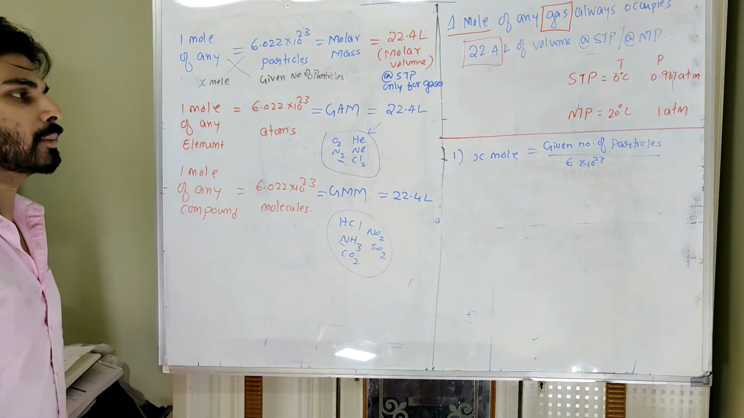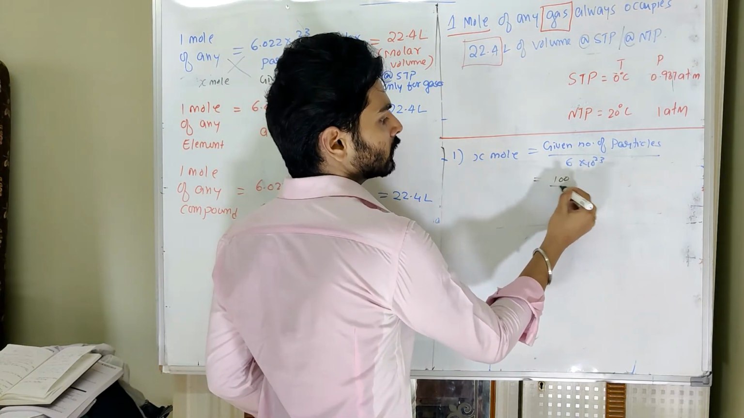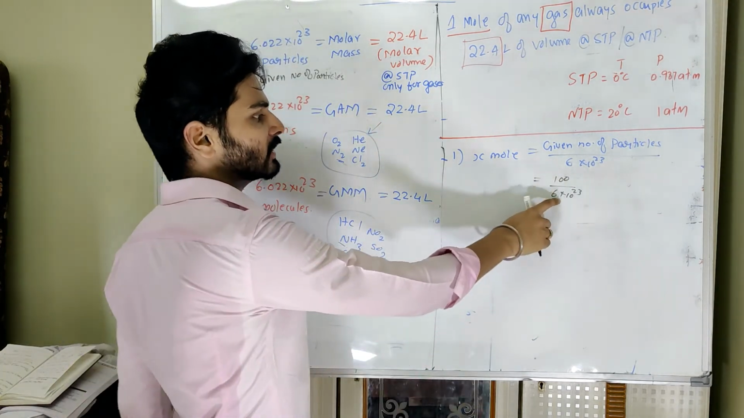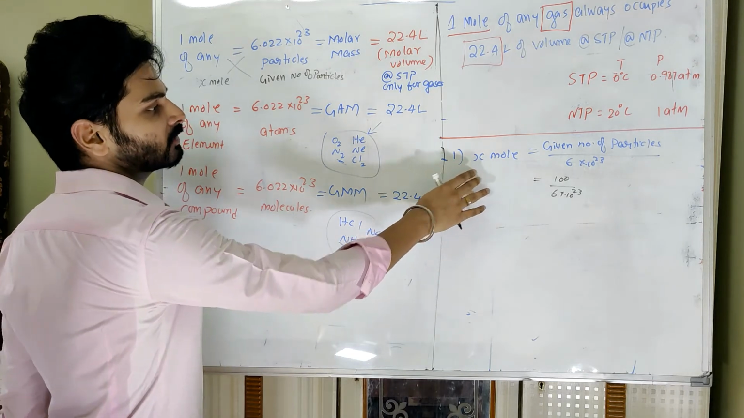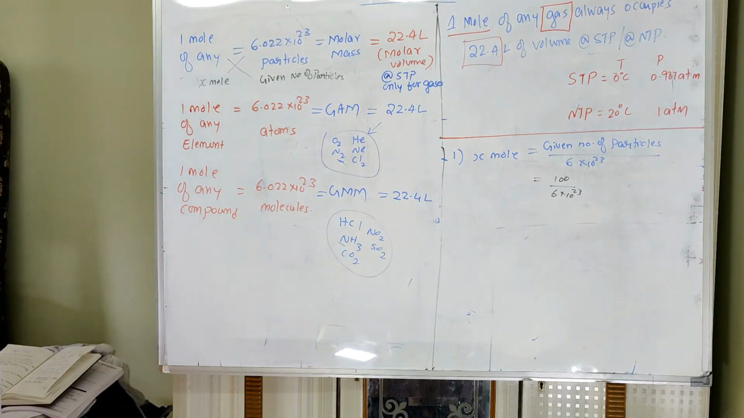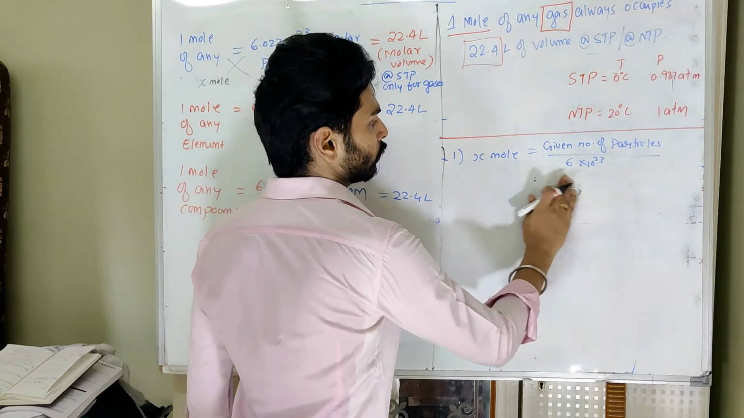Let us say 100 particles of helium. Then how to convert that into mole? 100 upon 6 into 10 raised to 23. That is, 100 is the given number of particles. Simply dividing with 6 into 10 raised to 23 will make it mole. Converting into mole is very important later on. You will understand that. So this is a very quick formula to convert number of particles into mole.